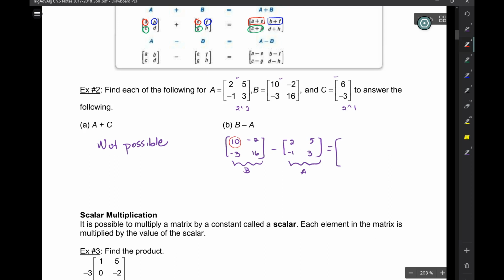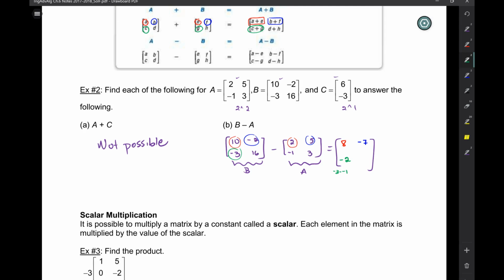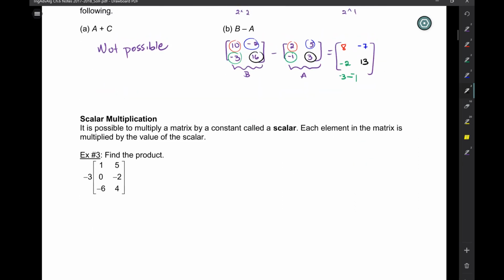So here's what I do. 10 minus 2, that's 8. It just goes there. That's all. Next one over. Minus 2 minus 5 is minus 7. Next one down. Negative 3 minus negative 1. That's negative 2. And then the last one is 16 minus 3. That's just 13. All right, so there you have it. You just do corresponding points.